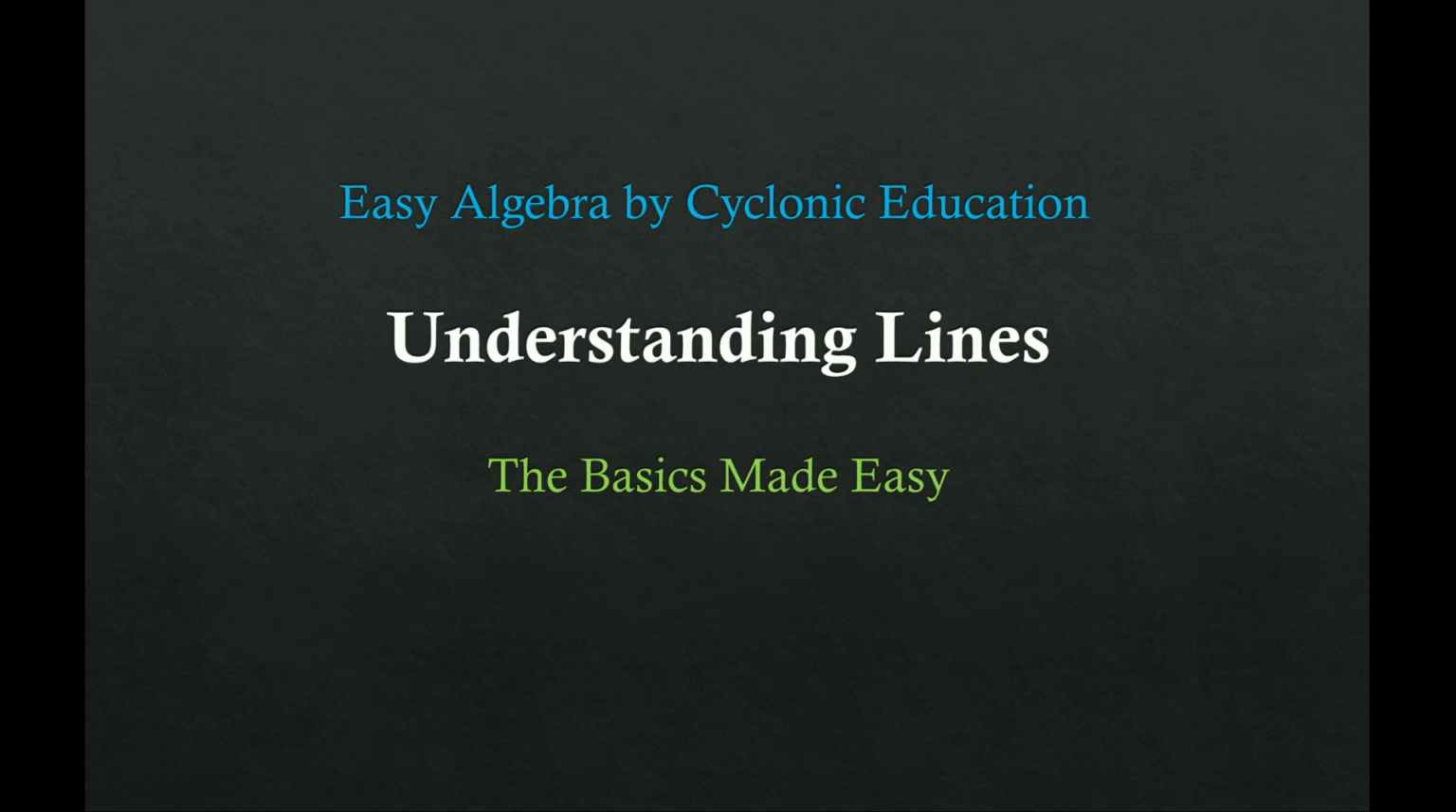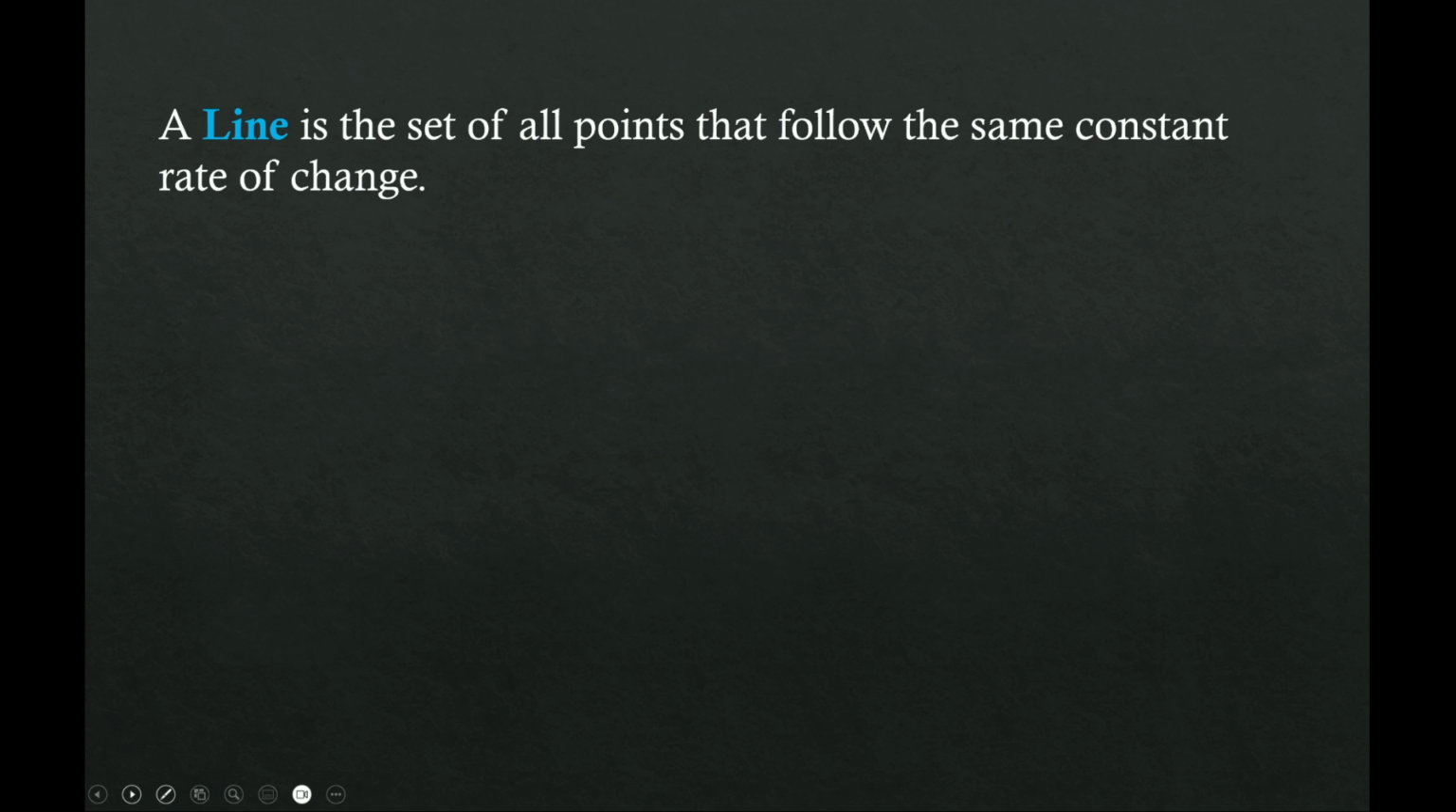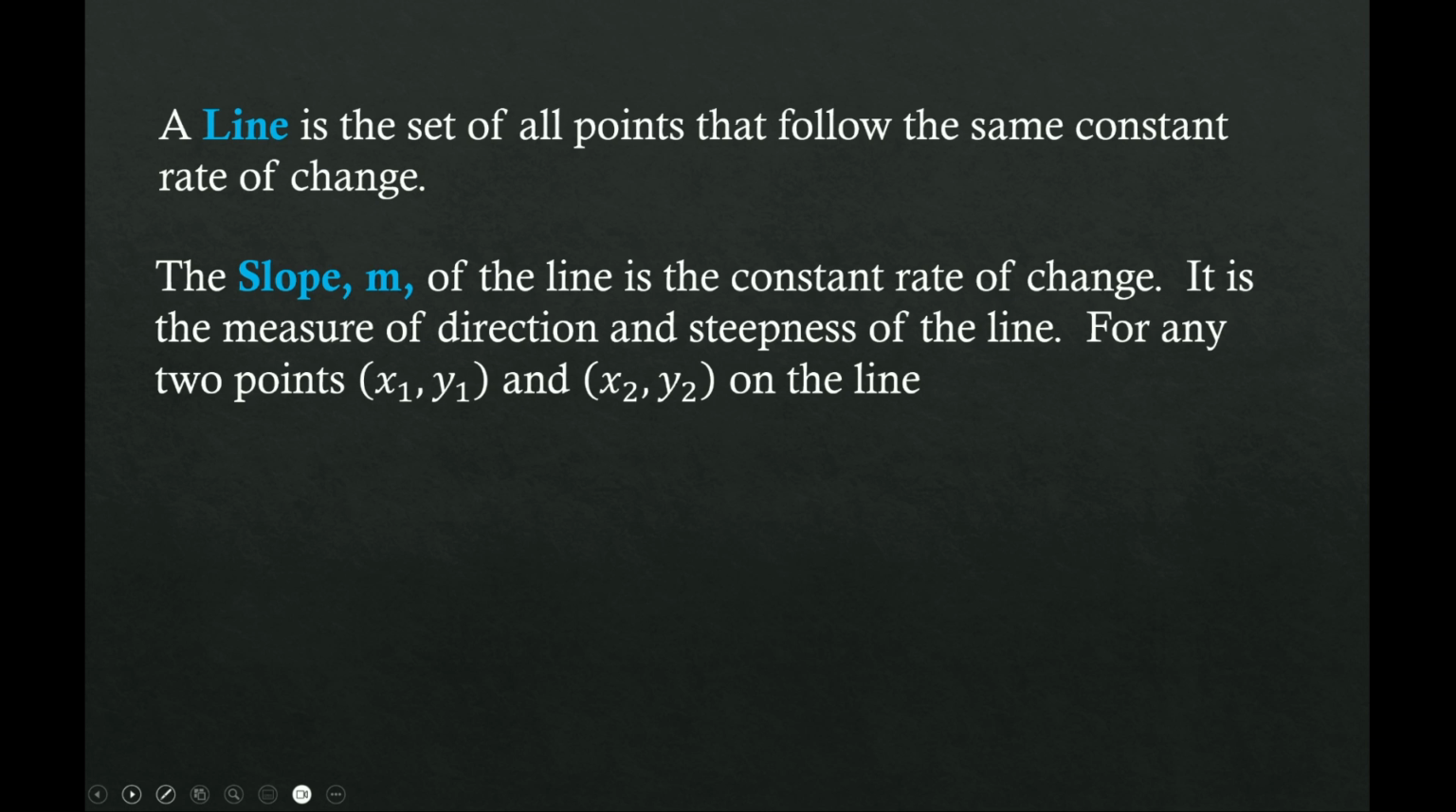Welcome back. In this video, we're going to talk about lines. A line is a set of all points that follow the same constant rate of change. The slope, which we denote m of the line, is going to be the constant rate of change. It's going to be the measure of direction and steepness of the line.